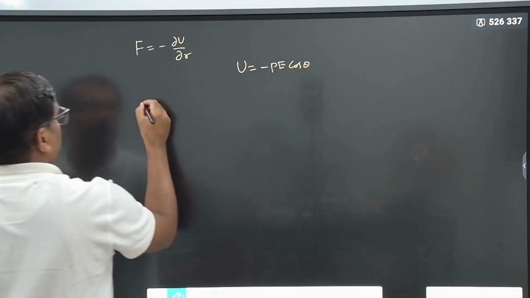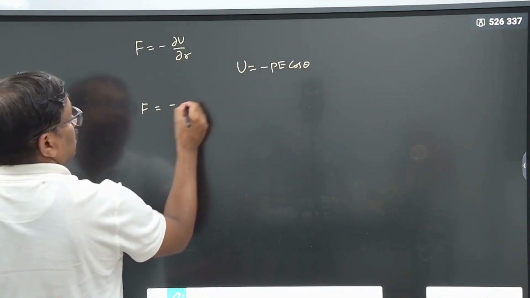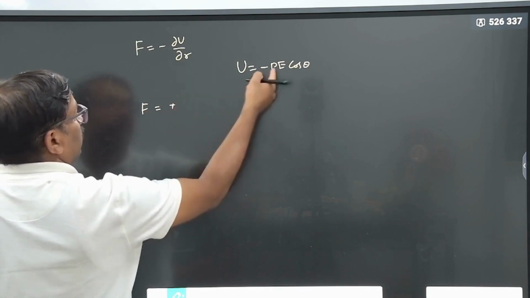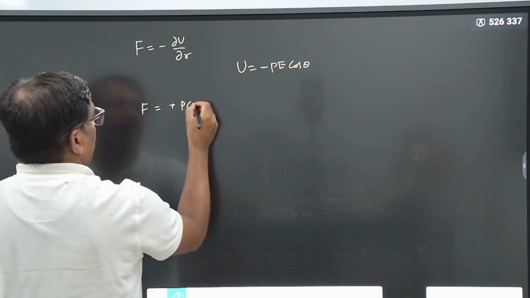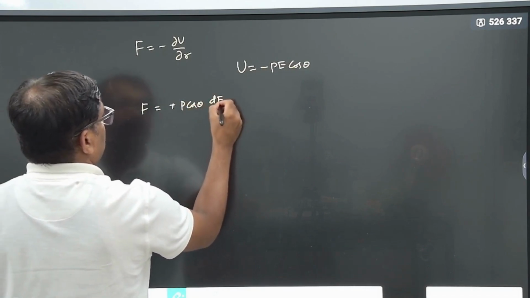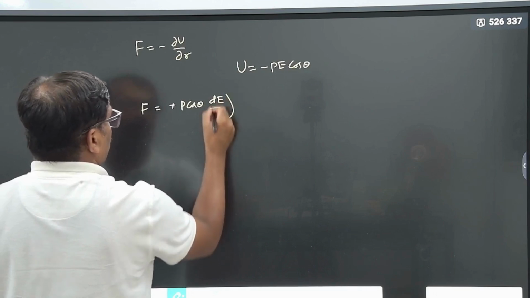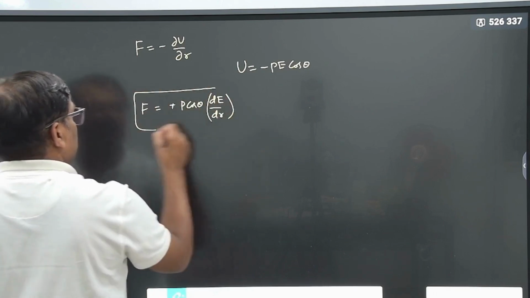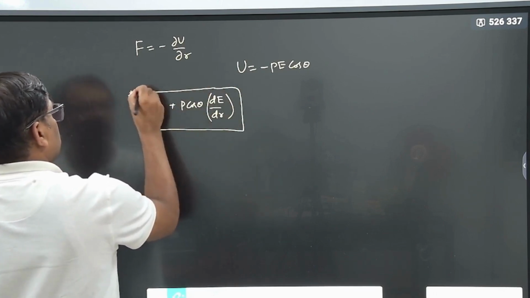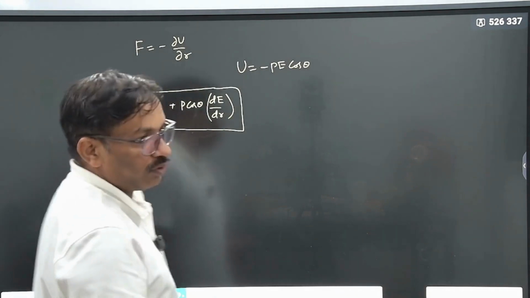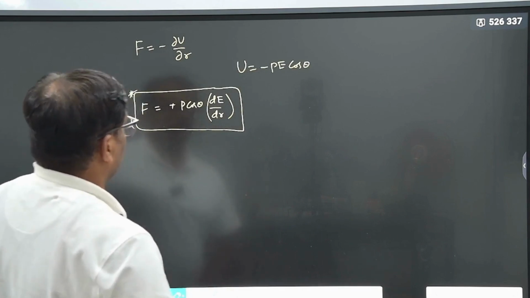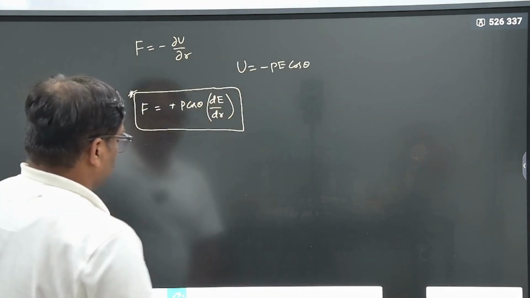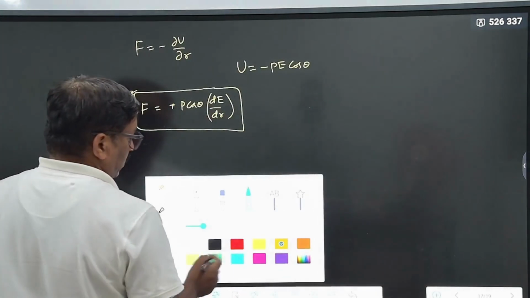So substitute it now. Therefore F is equal to minus of minus, that is plus. The dipole moment we are not going to change, so P and theta stay, therefore cos theta into dE by dr, or dou E by dou r. So this will be the force acting on a dipole due to a non-uniform electric field. Here dE by dr is nothing but the electric field changing with respect to distance.